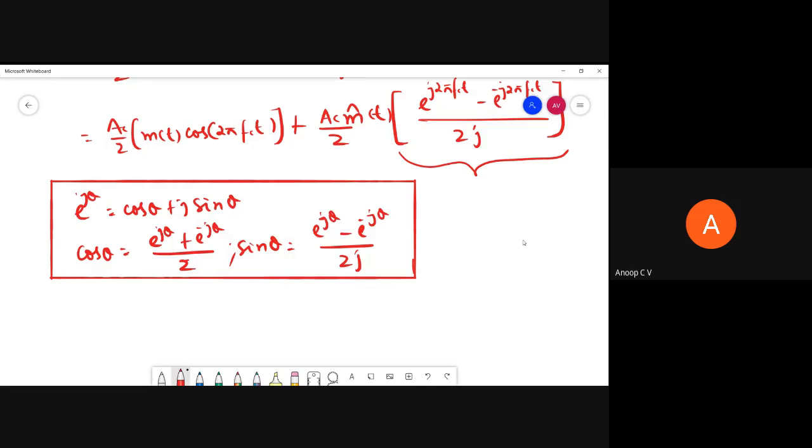So what we have now is s_LSB(t) is equal to Ac/2, right?